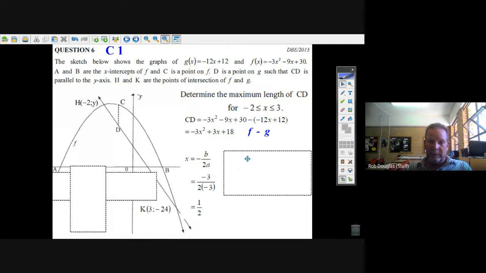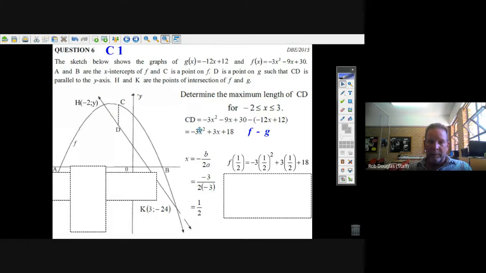Now, all we do is we take a half, and we put it into this function, and we'll get the y value, we'll get the maximum. So we go minus 3 times a half squared plus 3 times a half plus 18. We put it in our calculators, and we get 18.75. Well, that's it. That's the answer to the fourth question.